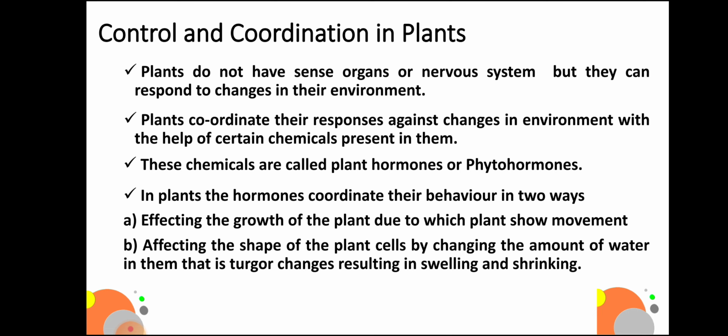In plants, the hormones coordinate their behavior in two ways. Either they affect the growth of plant, due to which plants show movement, or they affect the shape of the plant cells by changing the amount of water in them, that is, their turgor changes, which results in swelling and shrinking.